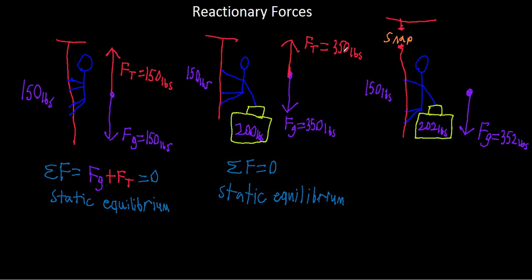The force of tension tried to rise to meet the new force, the extra weight, but it couldn't. So the force of gravity overcame the force of tension. And now we've got this guy who's falling into, I don't know, a pit of sharks or something. In this situation, the sum of all forces will not equal 0. So we are not in static equilibrium.